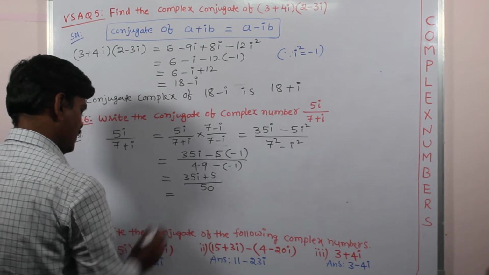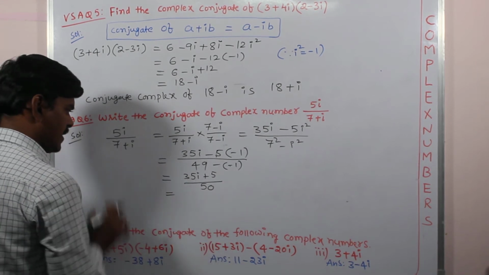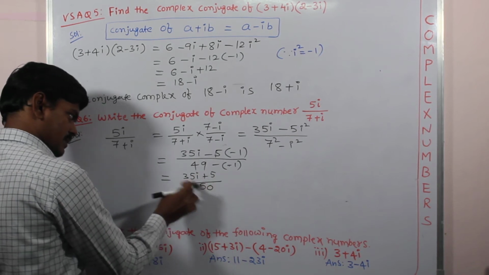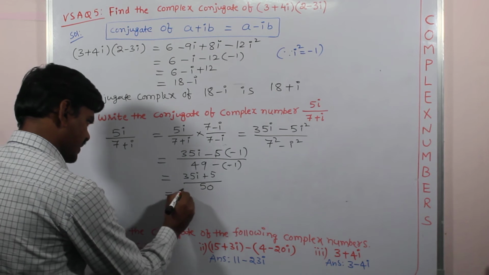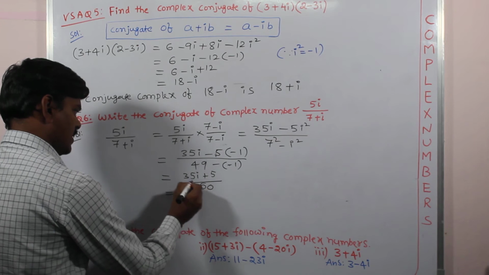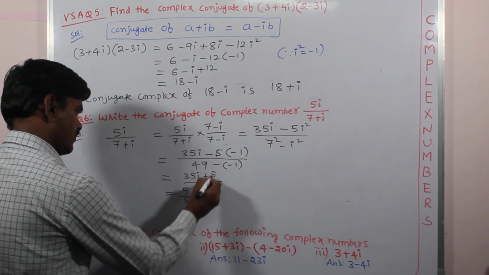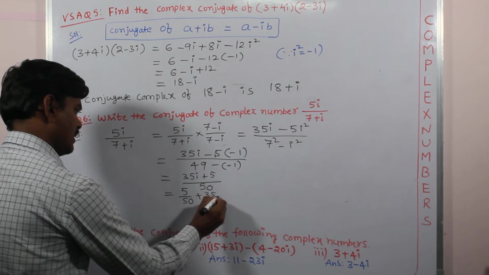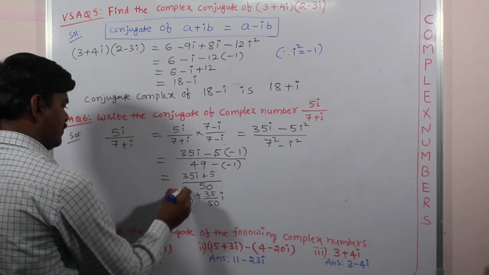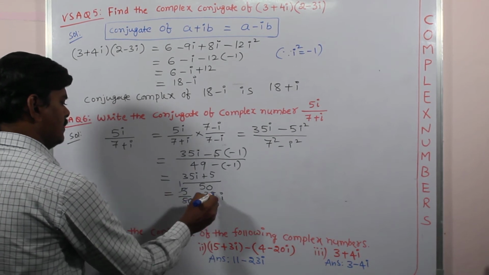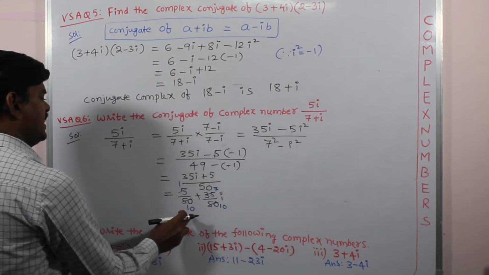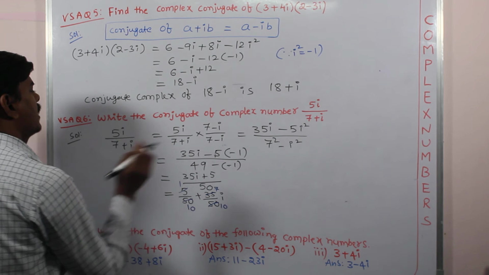So clearly we should have it in the form of a plus iota b. That's why write the real part first and separate the denominator also. 5 by 50. Okay now, apply the denominator to each and every term of the numerator. 5 by 50 plus 35 by 50 iota. Now on cancellation, 5 ones are 5, 5 tens are 50. 5 sevens are 35, 5 tens are 50. So 1 by 10 plus 7 by 10 iota.